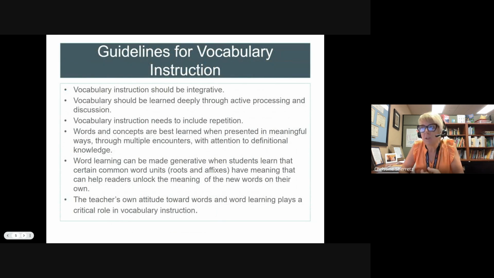We need to make sure vocabulary instruction is integrative. It should be an active process. It's going to be repetitive, like a lot of things that we do. Words and concepts are best learned when they're presented with multiple encounters. We need it to be generative. By generative, I mean if you teach root words, prefixes, and suffixes, once they know those affixes, that can be applicable to other words. And then your own attitude is important.